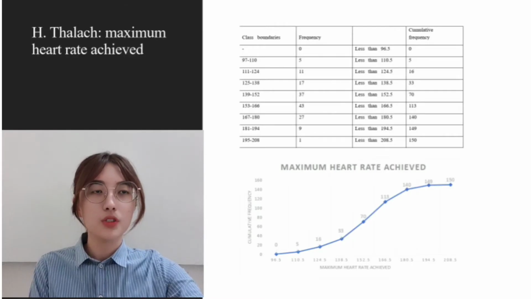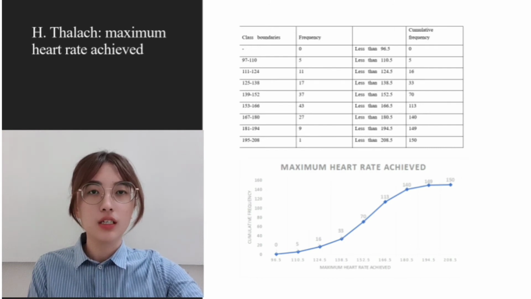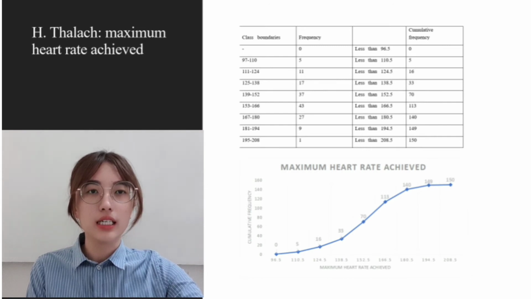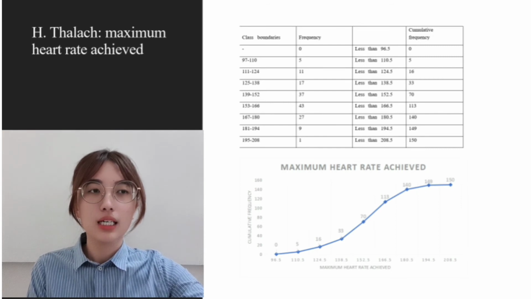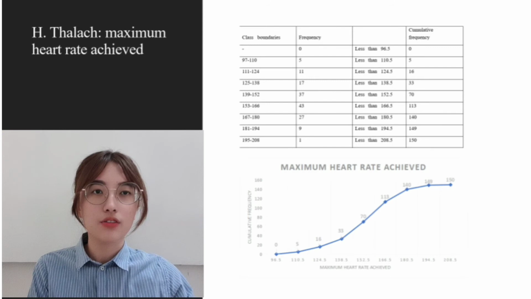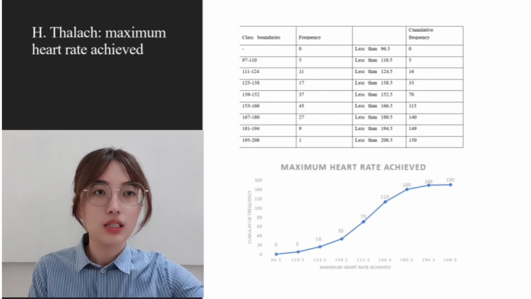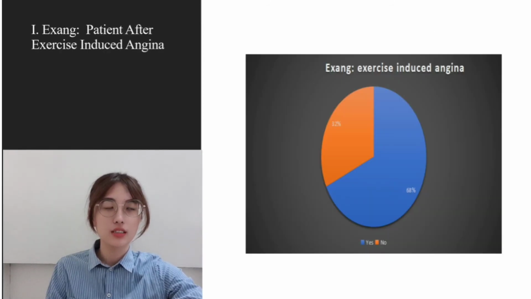The table above shows that the highest patient frequency of maximum heart rate is 43 patients. The class boundary for the heart rate is between 155 to 166. After that, we can know that the total number of patients with maximum heart rate less than 166.5 in ogive is 150.